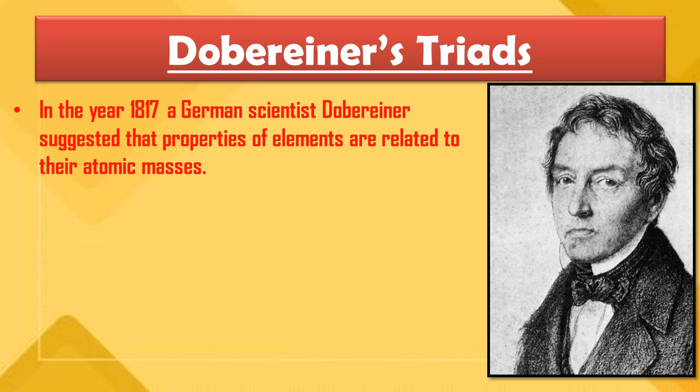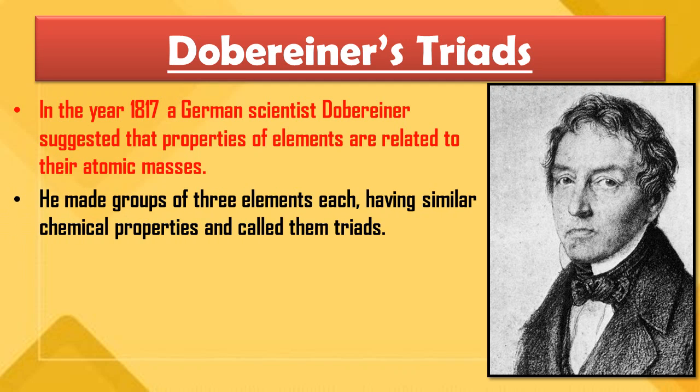Okay, and Dobereiner made groups of 3 elements each. He made groups of only 3 elements having similar chemical properties and called them triads. So he placed 3 elements with similar chemical properties in one group, and it is called a triad, and the theory is known as Dobereiner's Triads.